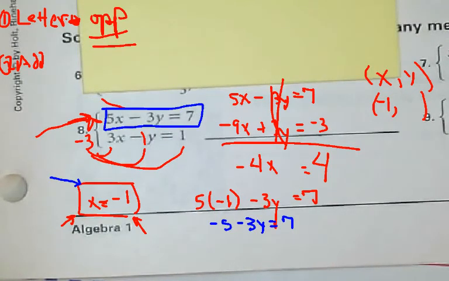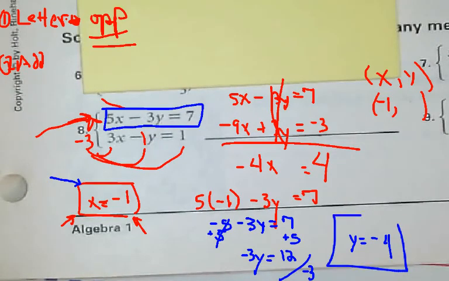So I'm going to add 5 to the 7. And then I get negative 3y equals 12. Divide by negative 3. y must be, what do you think? Yep, negative 4. So negative 4 is the y value.